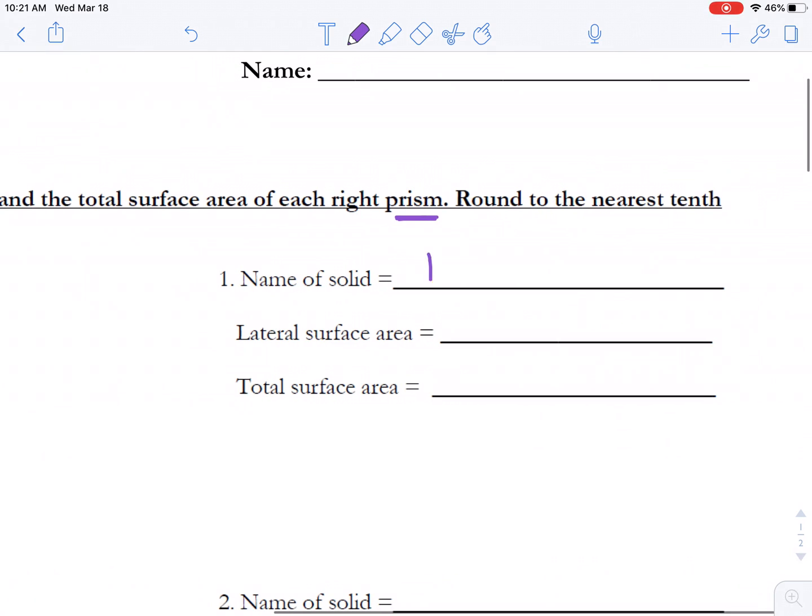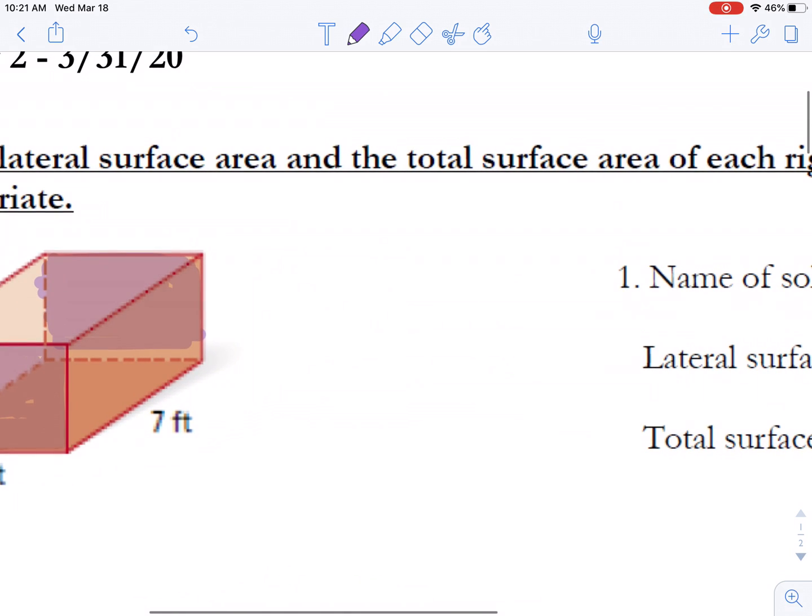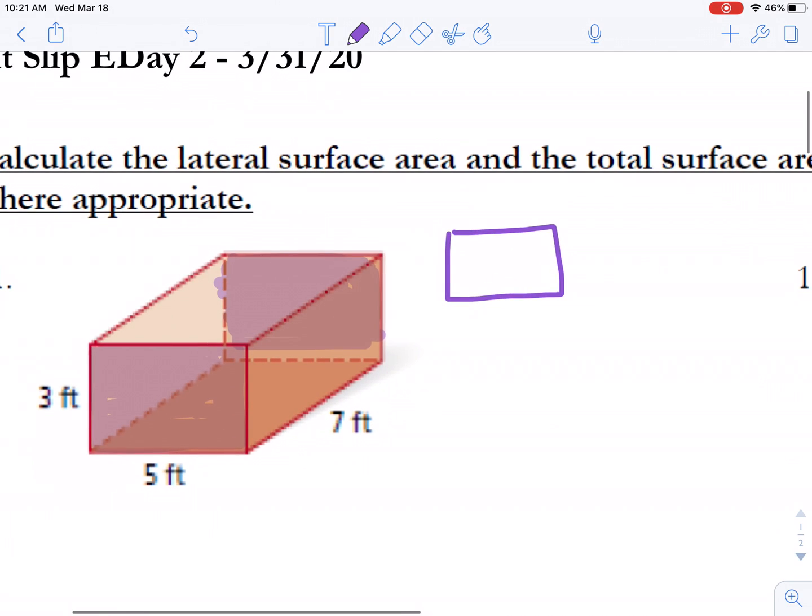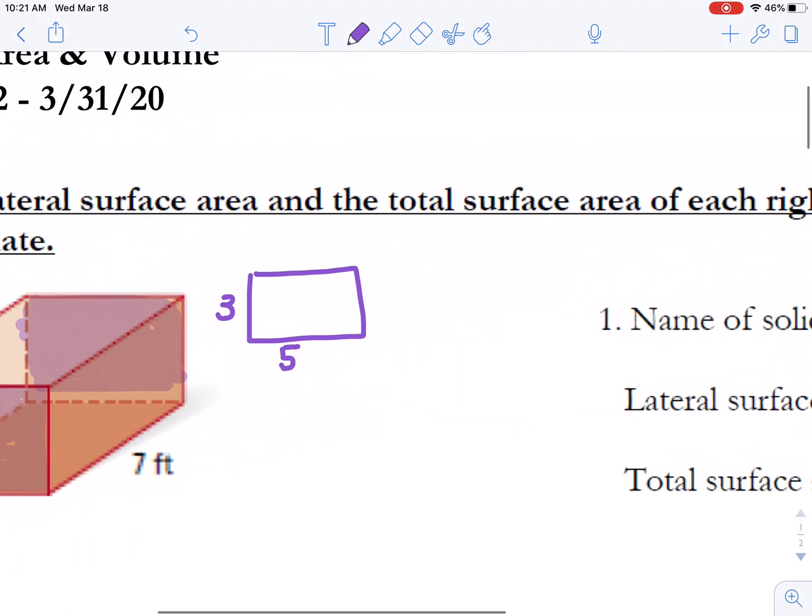So number 1, this is a rectangular prism because the bases are rectangles. What we want to do is focus in and redraw the base first. Our base is a 3 by 5 rectangle. The perimeter of that base is going to be 3 plus 3 plus 5 plus 5, which is 16. The area of that base is going to be 3 times 5, which is 15.